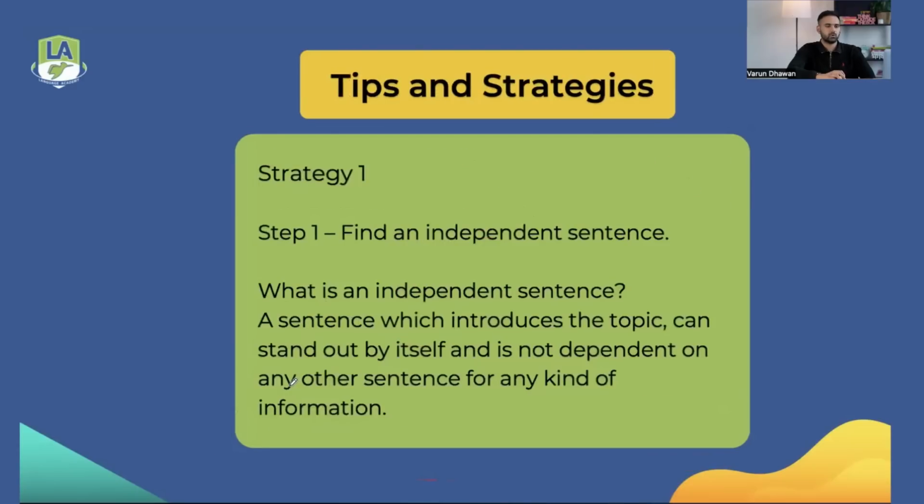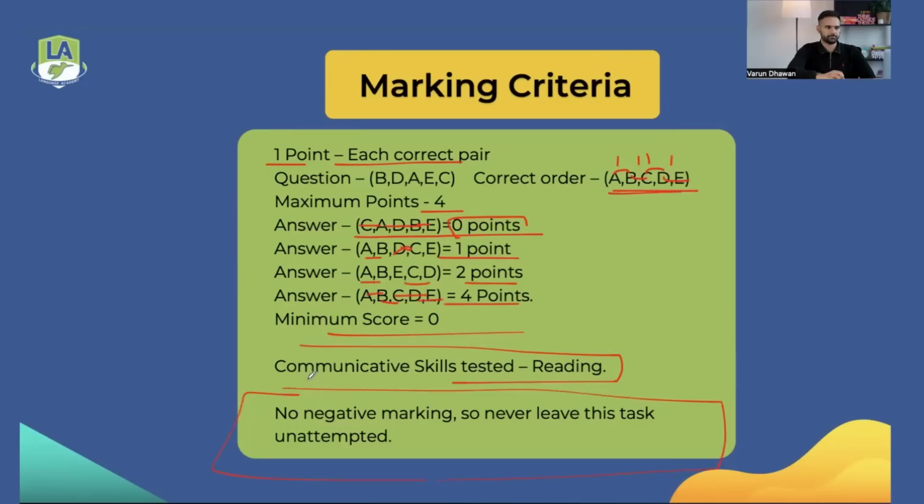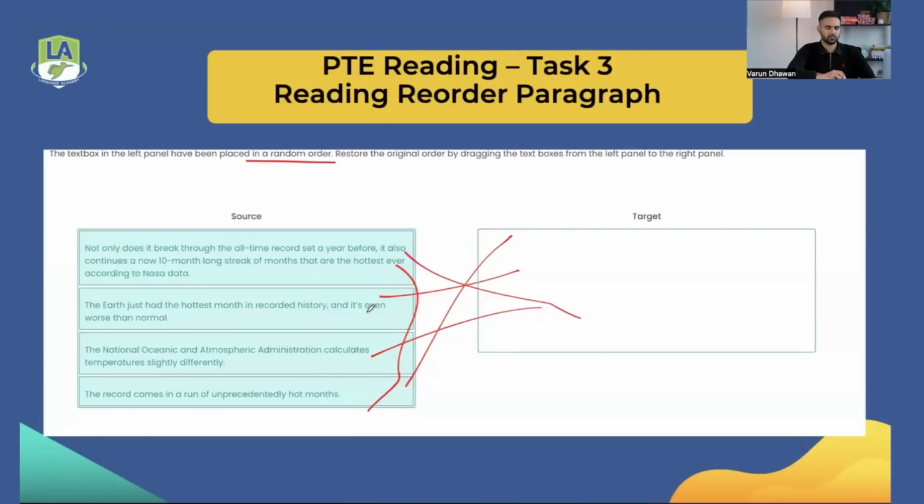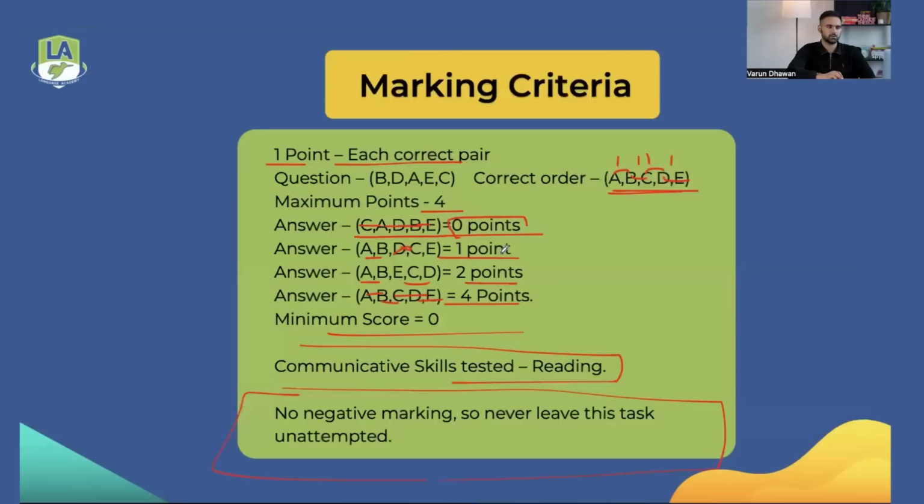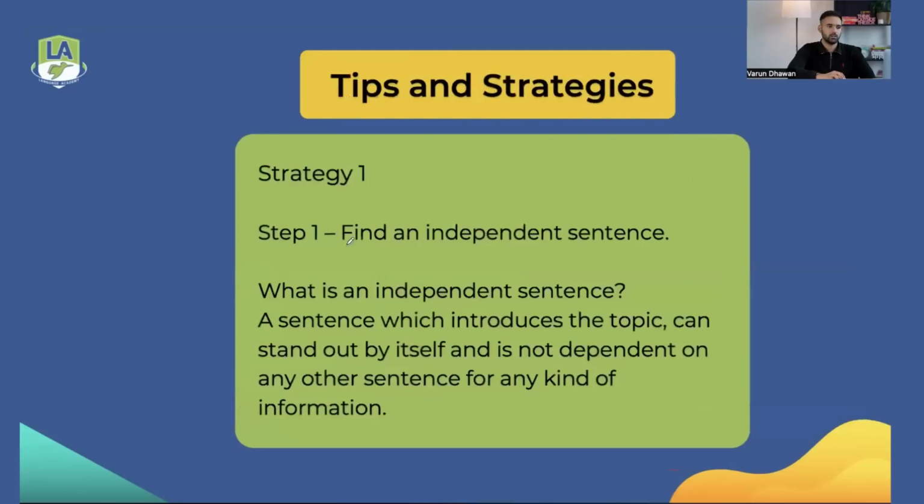What are the tips? What are the strategies? What are the things you need to follow? As soon as you have this on your screen, the very first thing you have to do is find the first or the starting sentence, often called the independent sentence or the topic sentence. Step number 1 is to find an independent sentence.